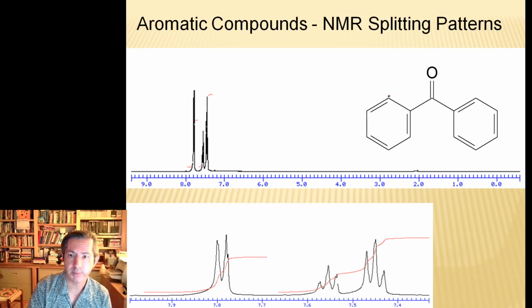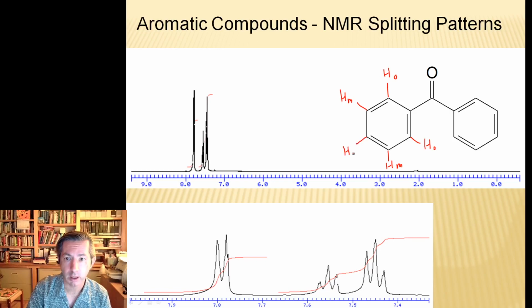And for something mono-substituted, so we only have one thing attached to our ring, I'm going to map this out. We have a couple of ortho hydrogens here, ortho to that carbonyl, then a couple of meta hydrogens, and one para hydrogen. An ortho hydrogen has one neighbor, and we expect him to be a doublet, and that's what we have right here.